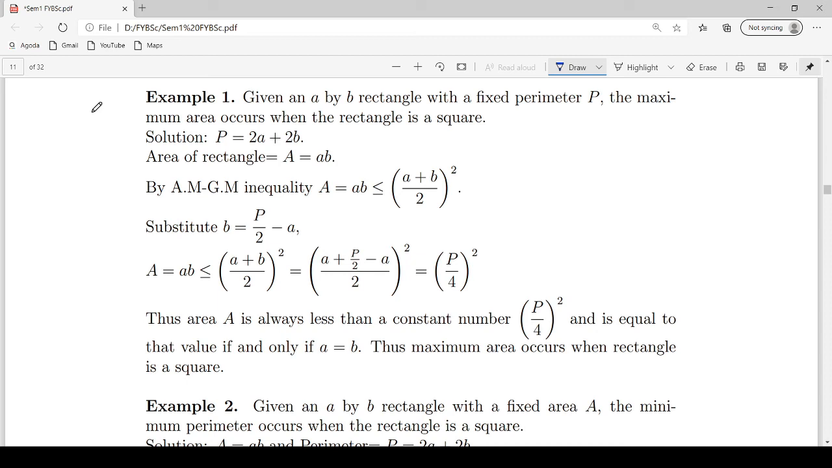In this video, first we are going to see certain problems based on arithmetic mean and geometric mean inequality, and then in the end we will prove Bernoulli's inequality for real numbers. Let's start with our first example.